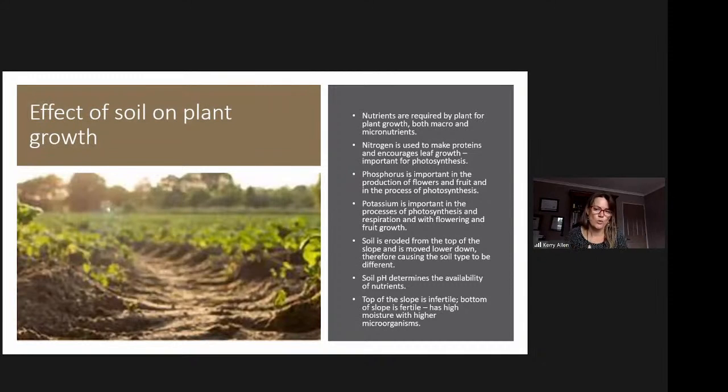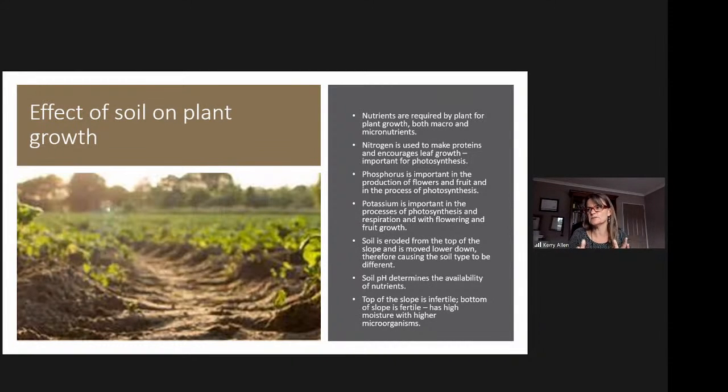So plants require macro and micronutrients. So macronutrients, remember, in large amounts, micro in small amounts. Plants require nitrogen, potassium, and phosphorus. They need those for growth. So nitrogen in particular is used for proteins. It's used for leaf growth. It's really important for photosynthesis. Phosphorus is more in production of flowers and fruit. It is still used in the process of photosynthesis. Potassium is also used for both photosynthesis and respiration, also used in flowering and fruit growth.